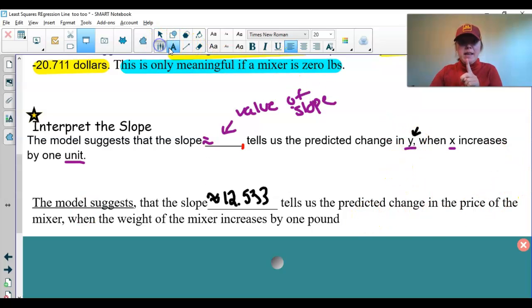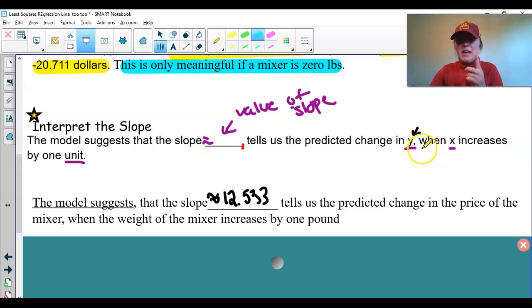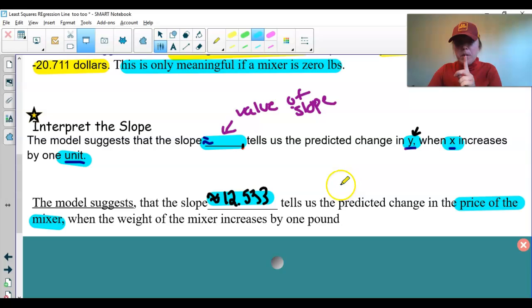So let me highlight. Again, I'm just following this template. I'm filling things in where I need to. So here, here, here, and here. The model suggests that the slope is approximately 12.533. Tells us the predicted change in the price of the mixer. That's y in context. And let me tell you guys, this word predicted is huge.